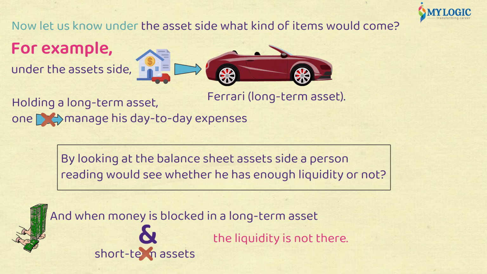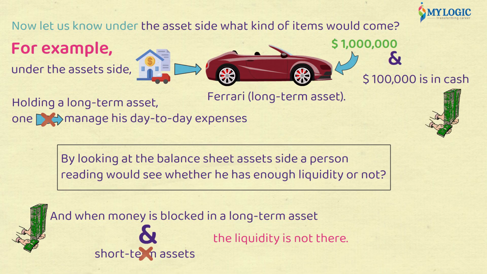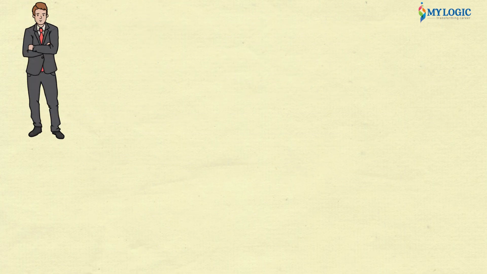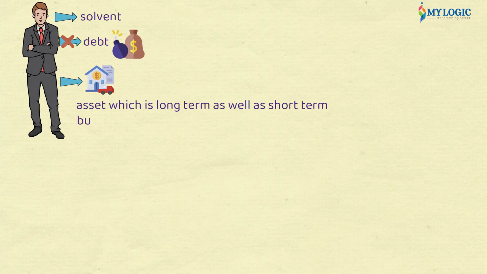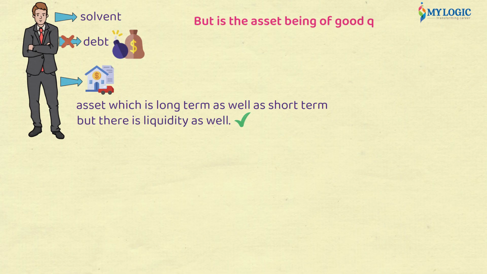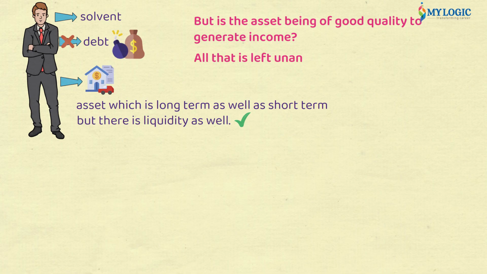Now with the same example, if I say that $1 million was invested in a Ferrari, a long-term asset, and $100,000 is in cash, it looks like he is solvent because he has no debt and he has assets which are long-term as well as short-term. There is liquidity as well. But is the asset of good quality to generate income? All that is left unanswered.